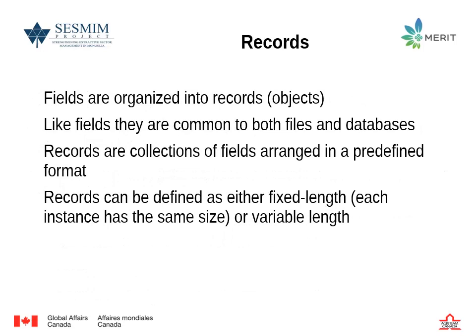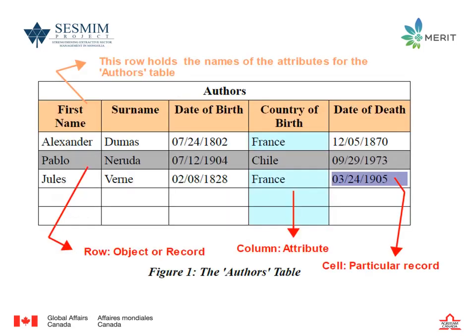Records. Fields are organized into records. Like fields, records are common to both files and databases. Records are collections of fields arranged in a predefined format, so they would be each row in a table. Records can be defined as either fixed lengths, so every instance has the same size, or they can be variable in length.